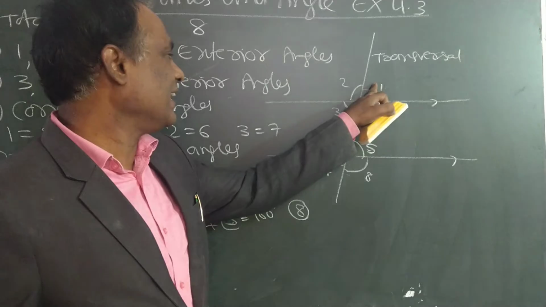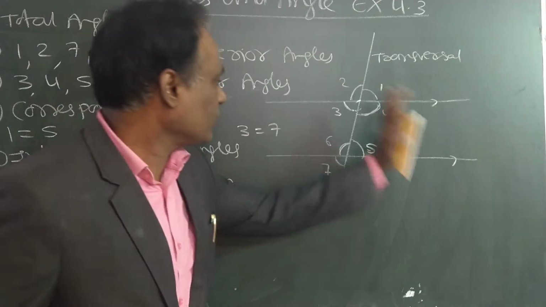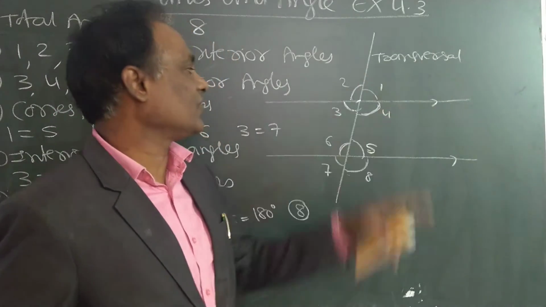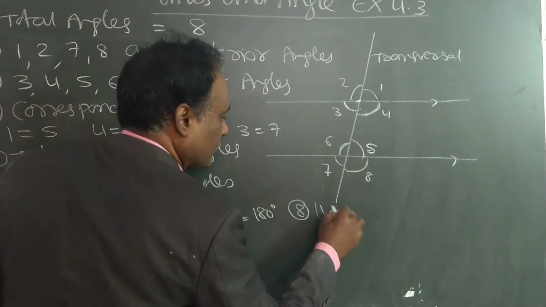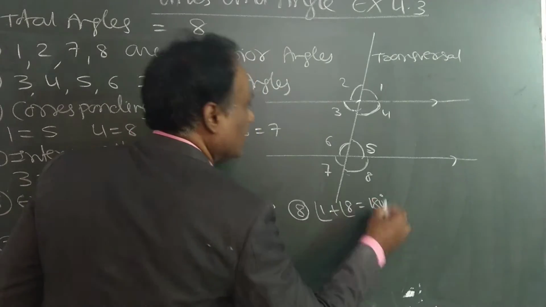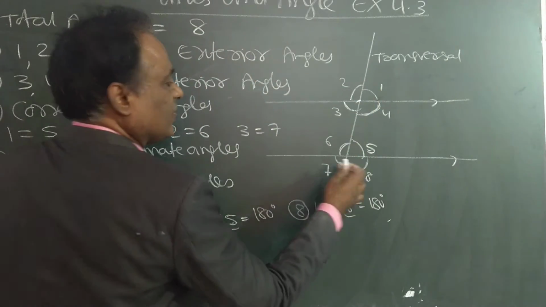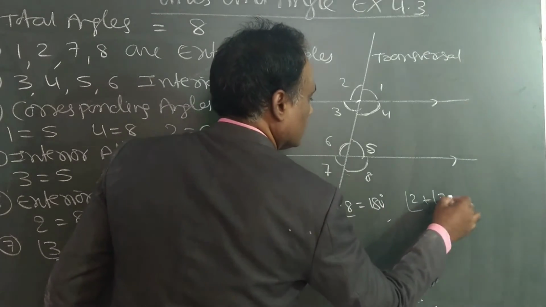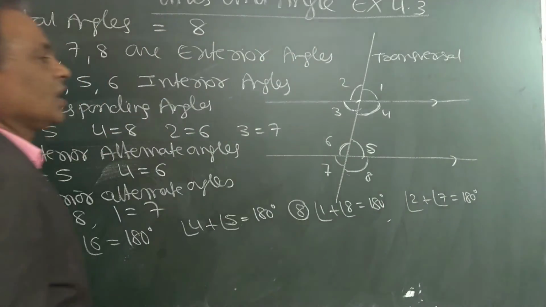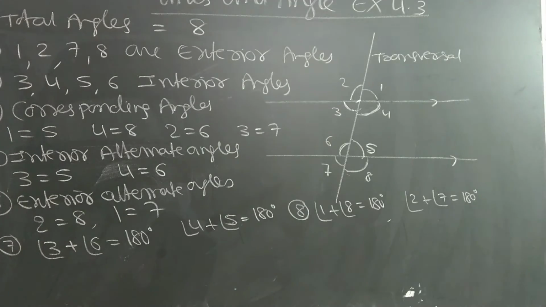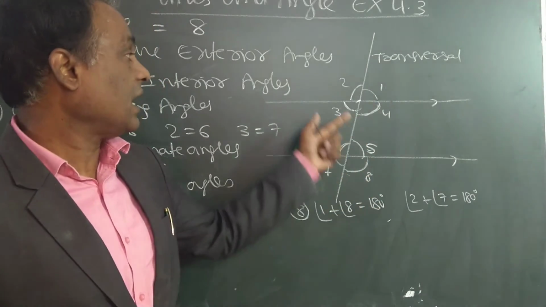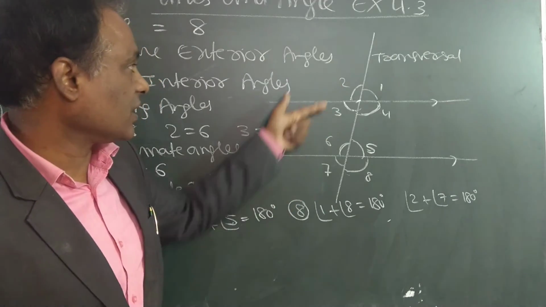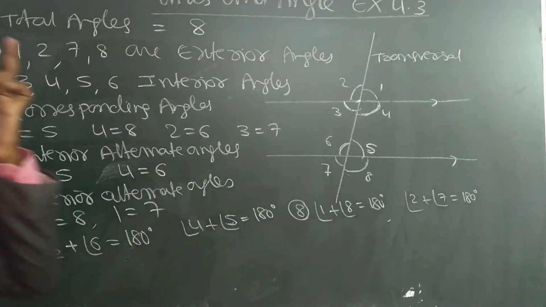Next, exterior angles on the same side of the transversal. The sum of these two exterior angles on the same side, angle 1 plus angle 8, is also 180 degrees. Similarly, angle 2 plus angle 7 is also 180 degrees. Angle 1 plus angle 8 is 180, supplementary. Angle 2 plus angle 7, the sum is also 180.